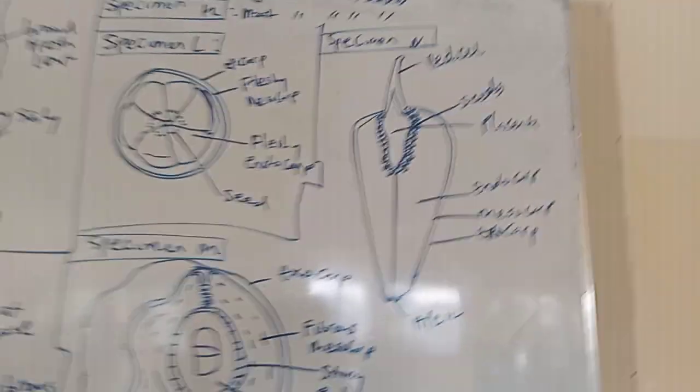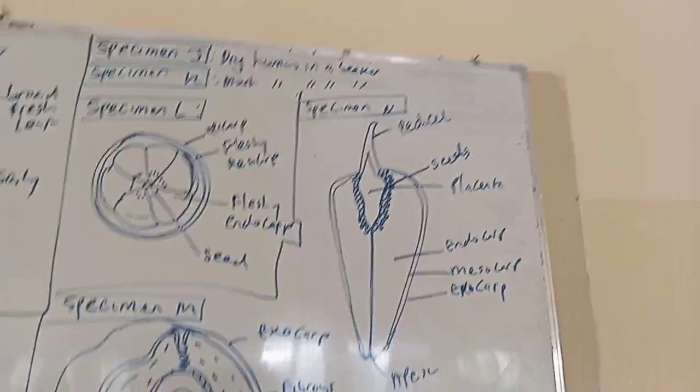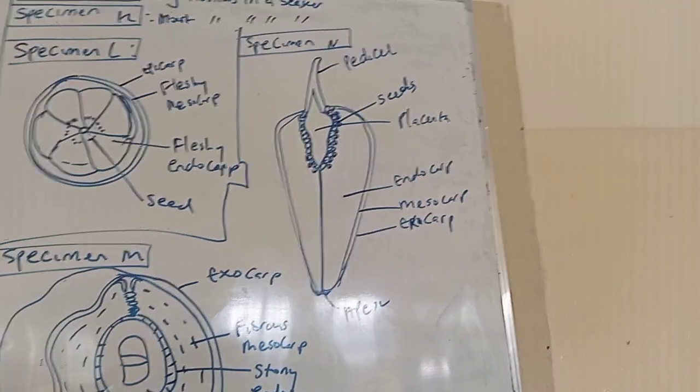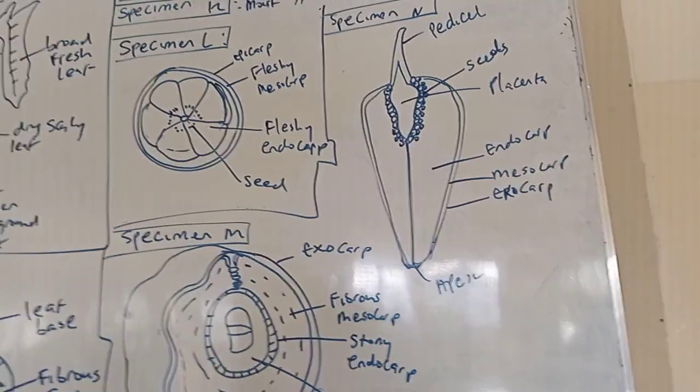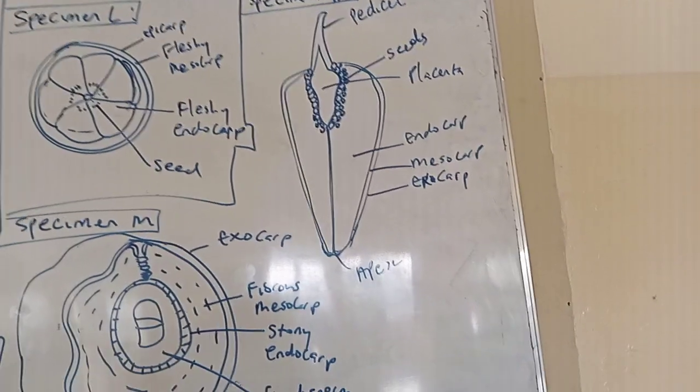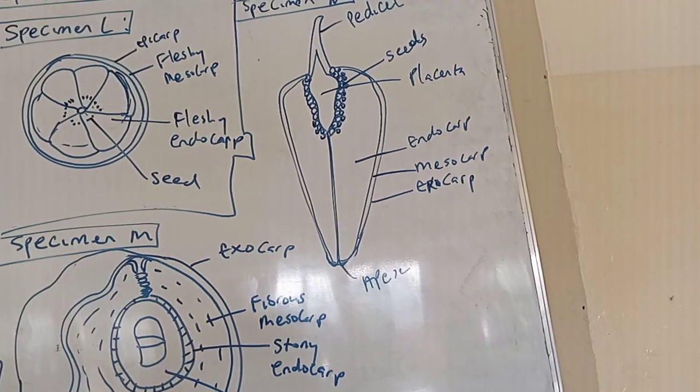In fact, let me make it easy for you. It's equally the same thing. Orange is the same thing as chili pepper fruit. They belong to the same class. Chili pepper fruit is equally a berry. Its dispersal is animal. The placentation is axial placentation.